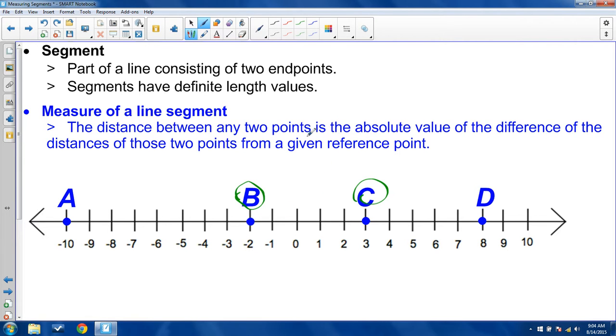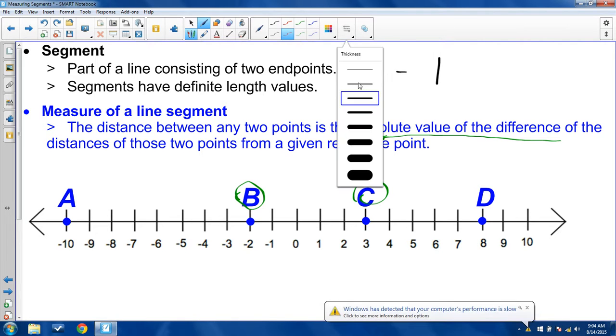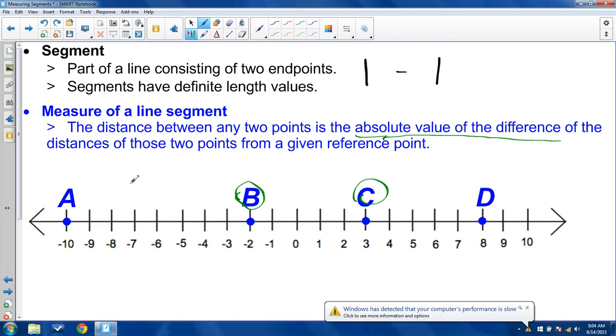So the distance between any 2 points is the absolute value of the difference of the distances of those 2 points from a given reference point. So the absolute value of the difference, that means somewhere we're taking an absolute value and we're going to do a subtraction. So we need to find out how far away these 2 points are from another point. Okay, this might help you in some scenarios. Sometimes you do know what it is, sometimes you don't.